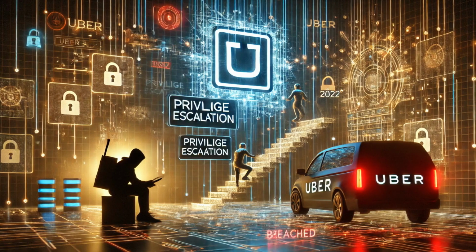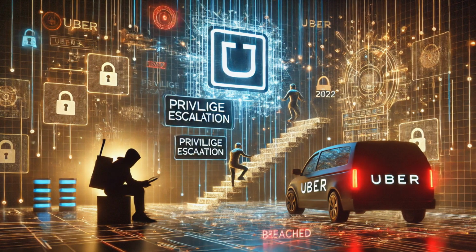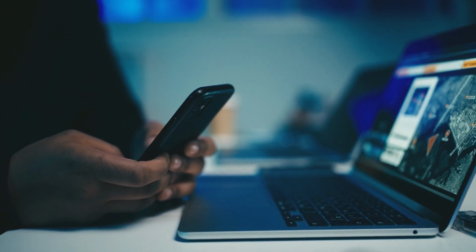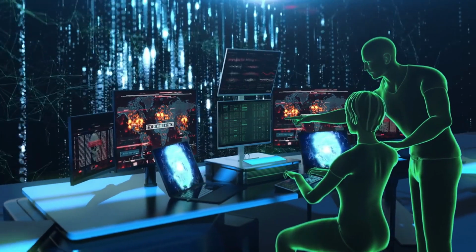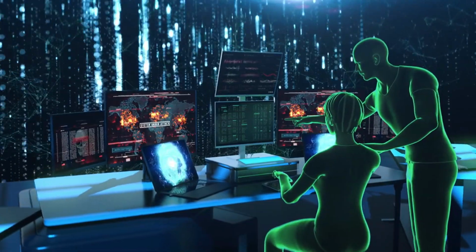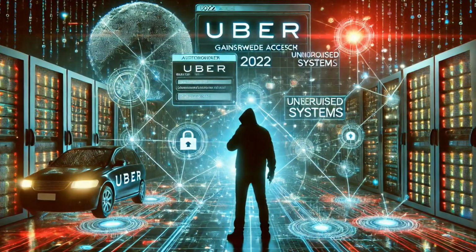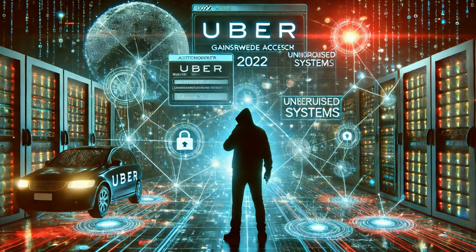Privilege escalation was also critical in the Uber breach of 2022. Attackers gained low-level access through social engineering, but quickly escalated privileges by finding credentials for admin accounts stored in internal tools. This allowed them to gain widespread access across Uber's systems.